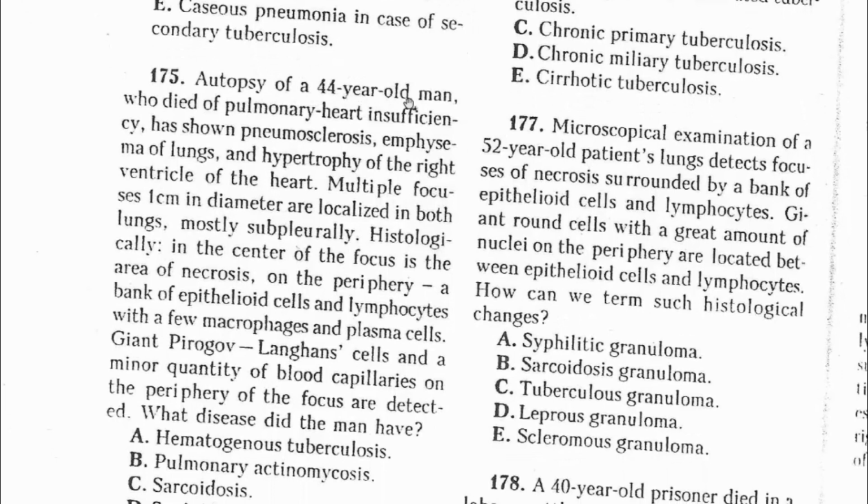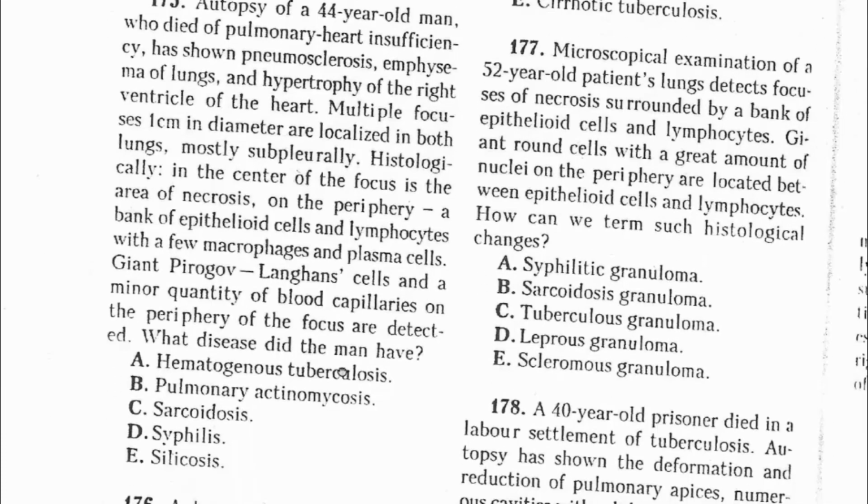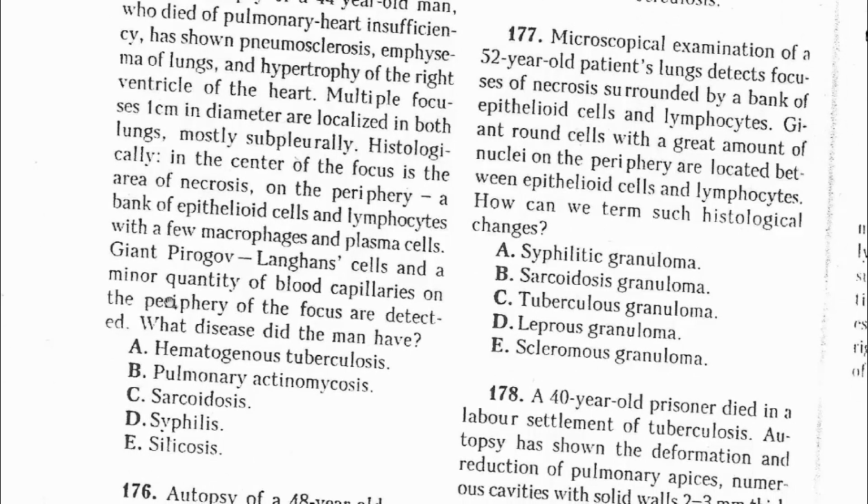Autopsy of a 44-year-old man who died of pulmonary heart insufficiency has shown pneumosclerosis, emphysema of lungs, and hypertrophy of the right ventricle of the heart. Multiple foci of 1 centimeter in diameter are localized in both lungs, mostly subpleurally. Histologically, in the center of the focus is the area of necrosis. On the periphery, a bank of epithelioid cells and lymphocytes with a few macrophages and plasma cells. Giant cells were present. Anytime you hear of giant cells, something should tell you. So what disease did the man have?